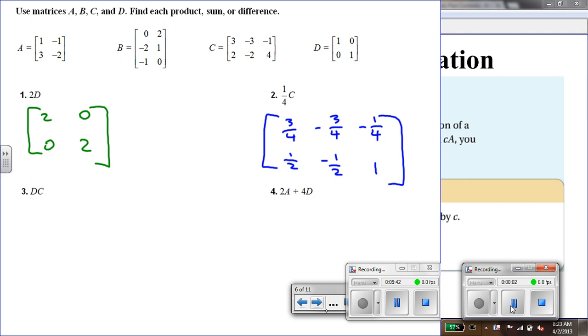Okay, this one down here at the bottom is D times C. And I always just write it up here. So D is a what by what matrix? A 2 by 2. And then C is a 2 by 3. And so our answer should be a 2 by 3. Okay? Order matters, so I'm going to take the D rows and multiply them times the C columns.